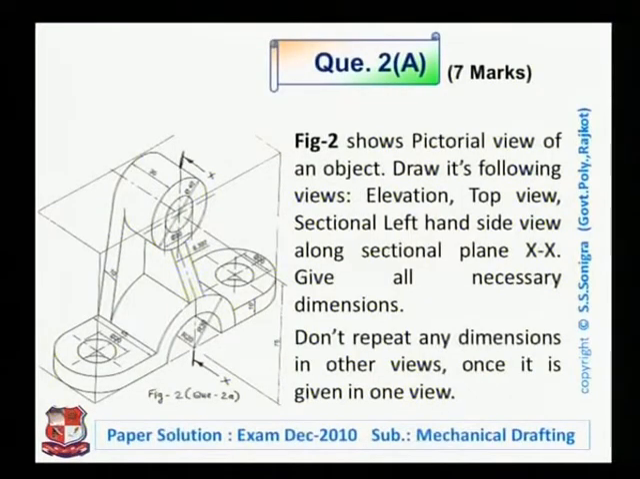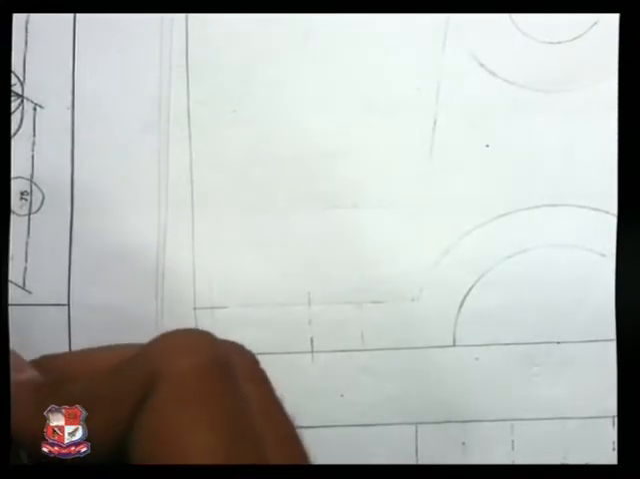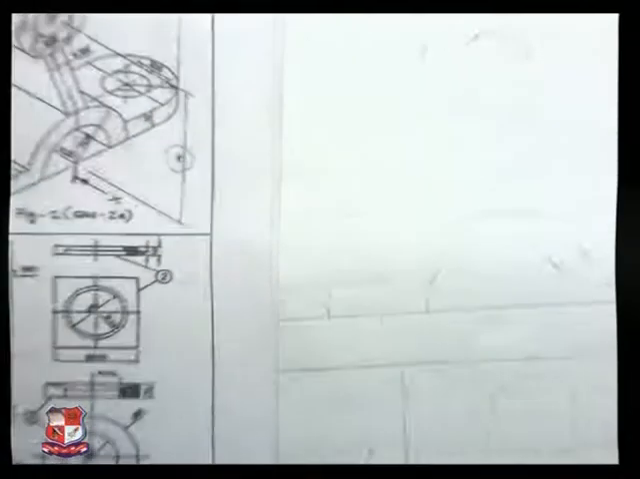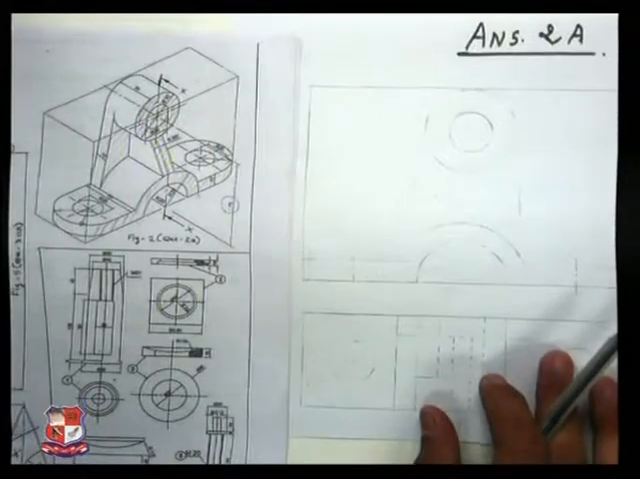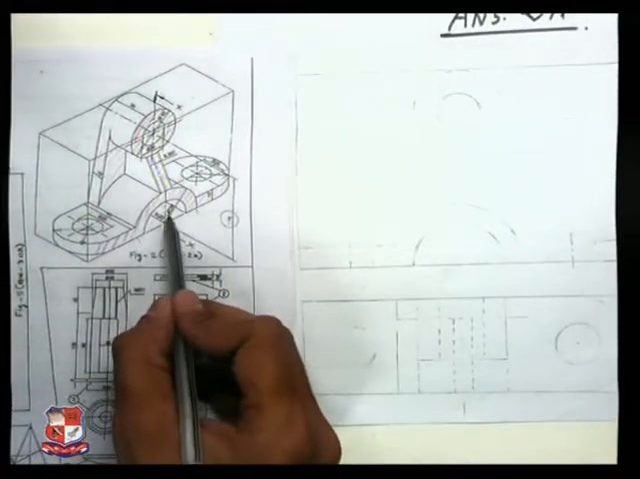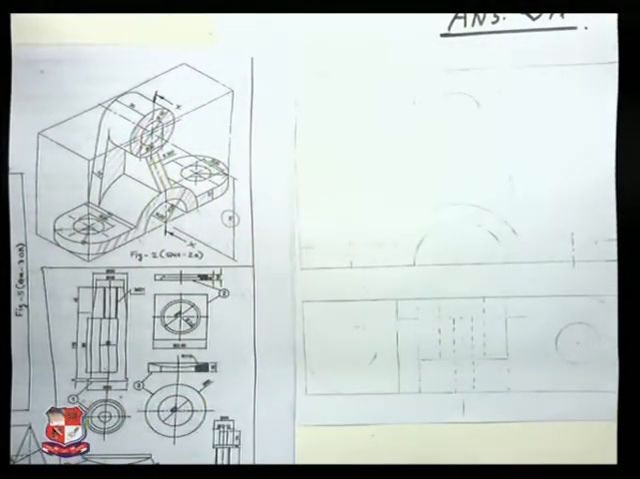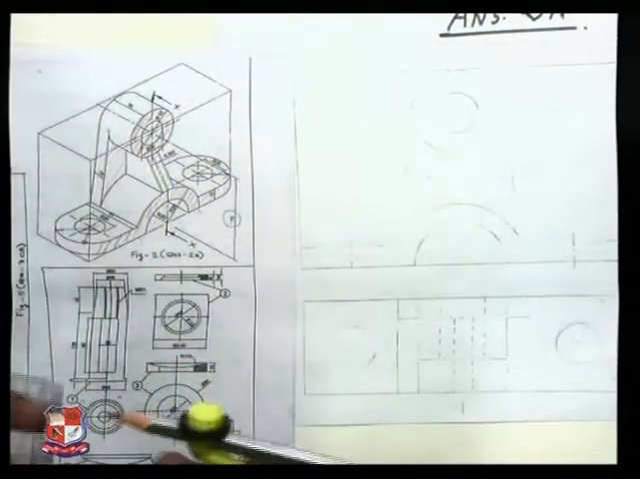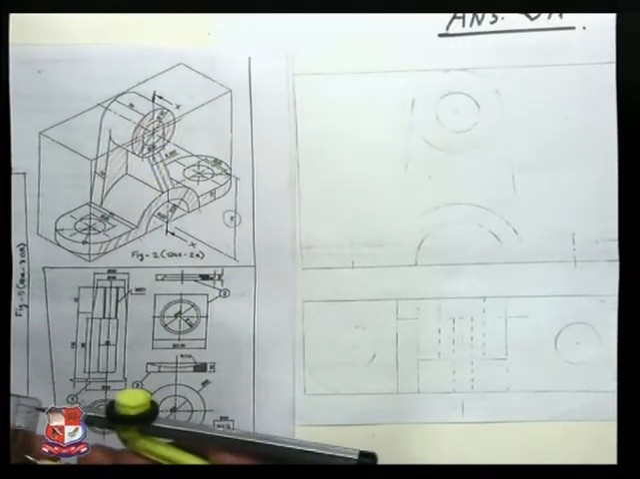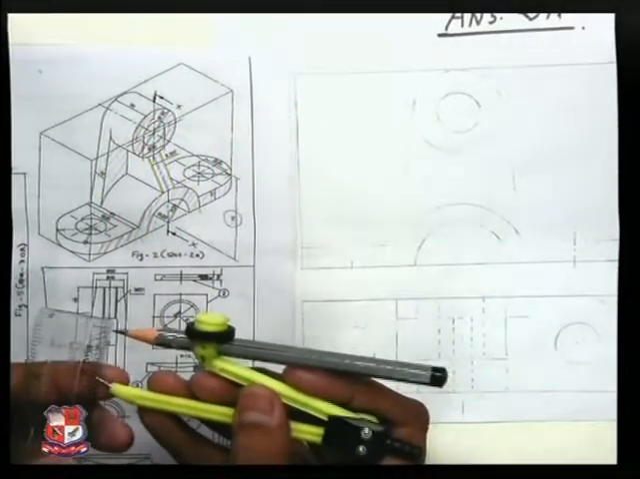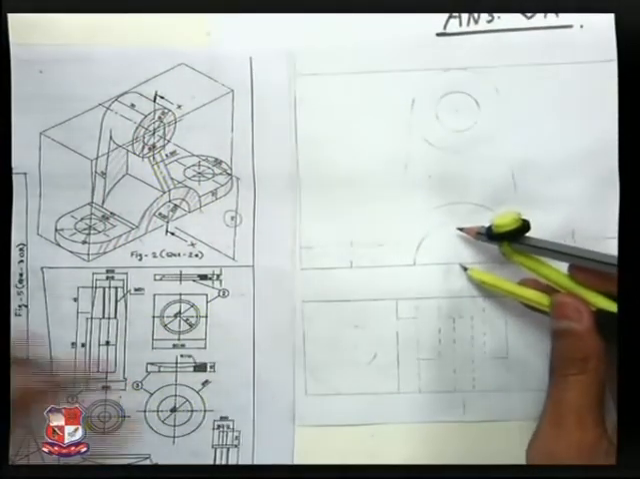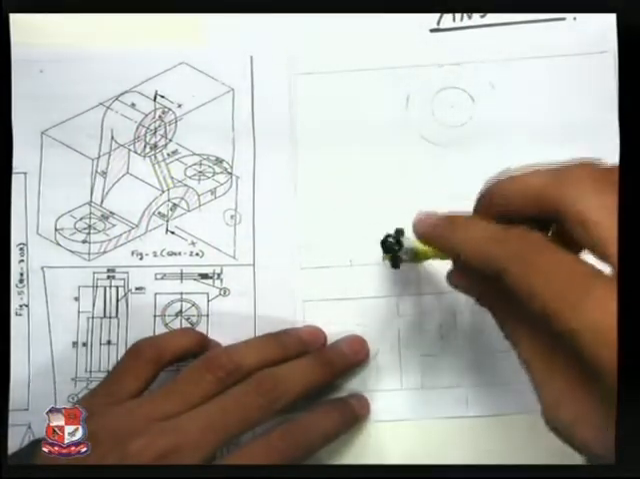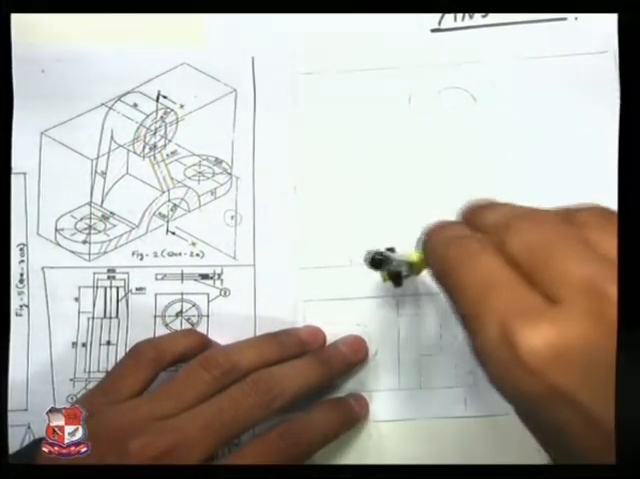Now in front view, the object would appear like this. If we start from here, from this R20, this is the object. We start from this arc, R30 and R20. So for that, let us take the distance, that is radius 20 and radius 30. So let us take 20 millimeter as radius, like this, and draw an arc with 20 millimeter radius like this.